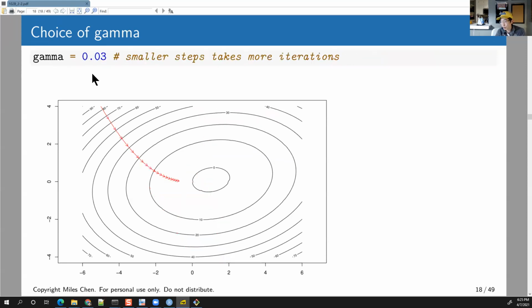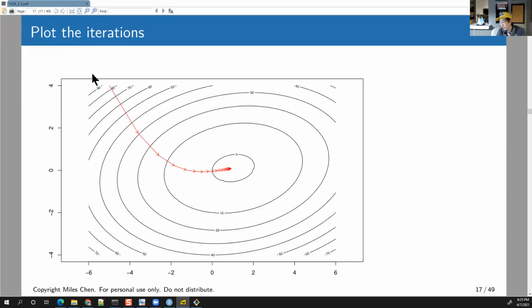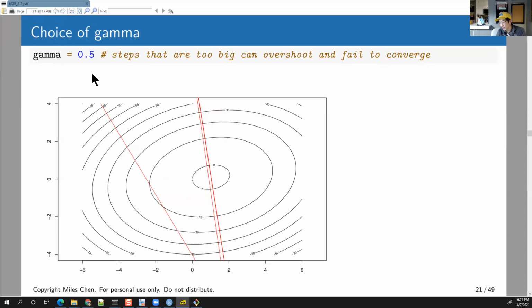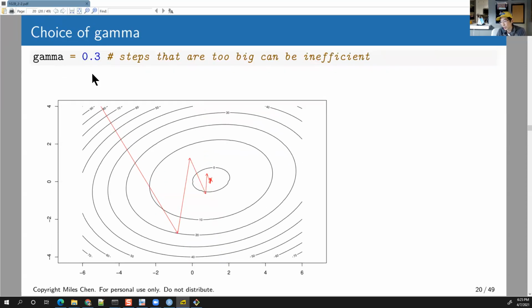So what are you supposed to do with gamma? We often just say start small and then try increasing it a little bit at a time. Eventually you might break the thing, and when it breaks, you say, okay, that's too big.